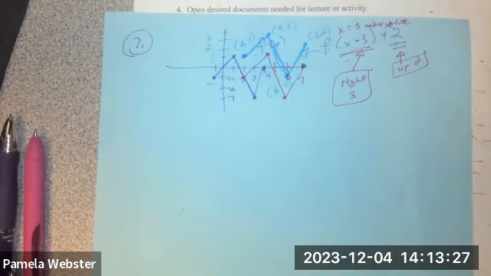Let's see. Numbers 9 and 10 say write a piecewise function to solve. So this is from section 2.2. It says, I'm going to grab this up.